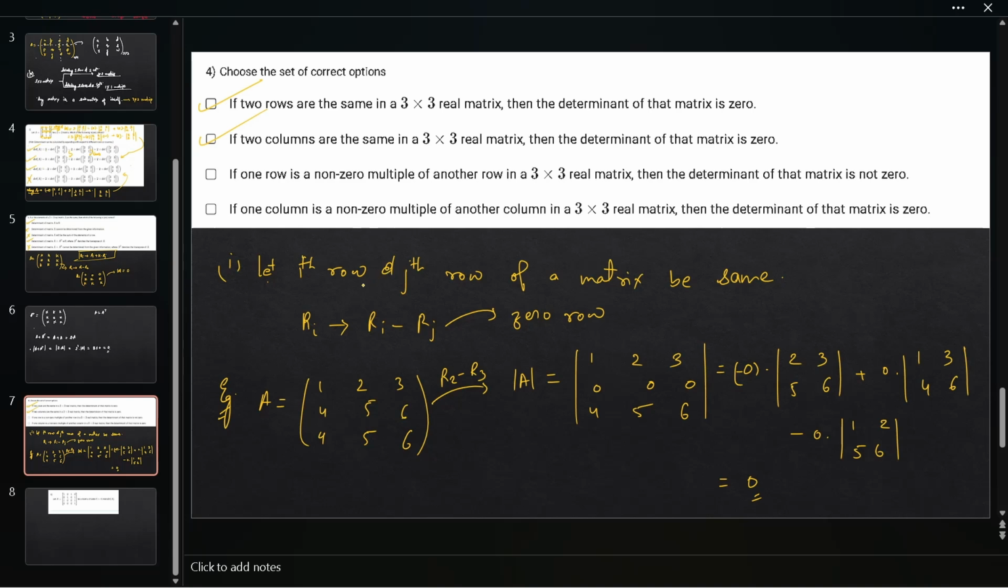We can assume any two columns of a matrix to be same, and then we can do the column operations. And if there is a 0 column, we can expand along that particular 0 column, and we'll get the value of determinant of that particular matrix as 0. Now, moving on to option 3, which says if one row is a non-zero multiple of another row in a 3 cross 3 matrix, then the determinant of that matrix is non-zero, and option 4 says that it is 0, but it talks about the column. So we'll just talk about the rows as of now, and we'll use the same result for columns also.